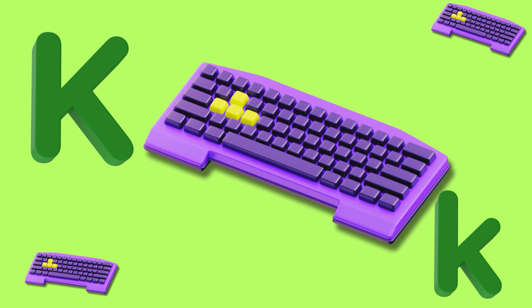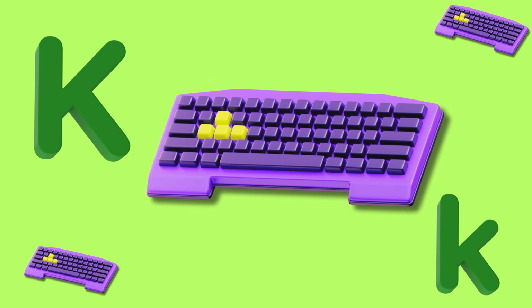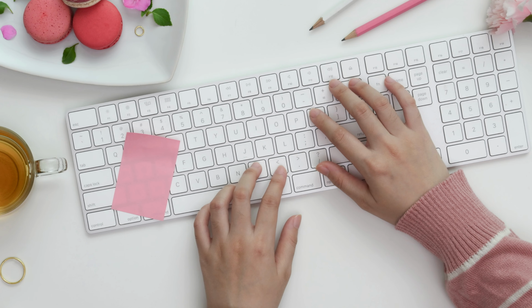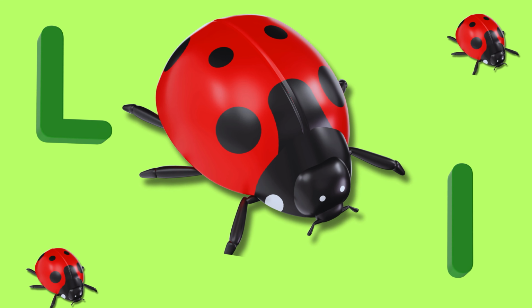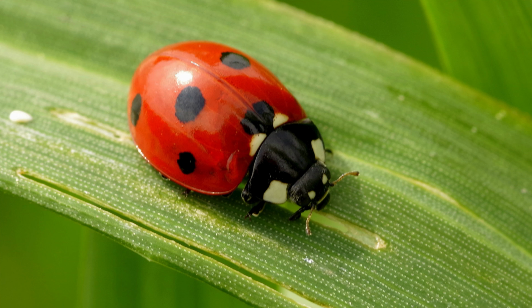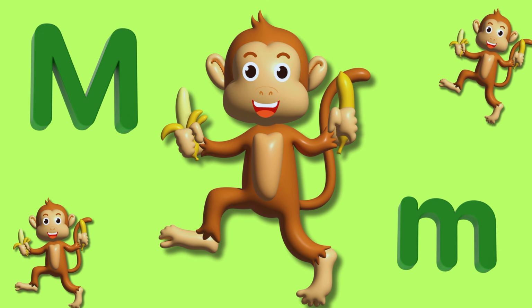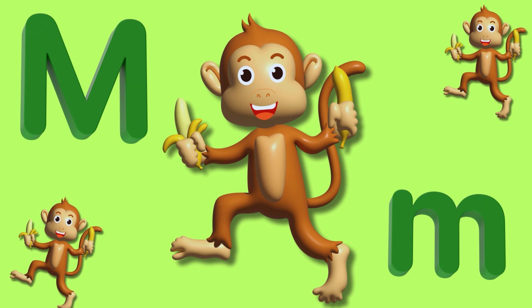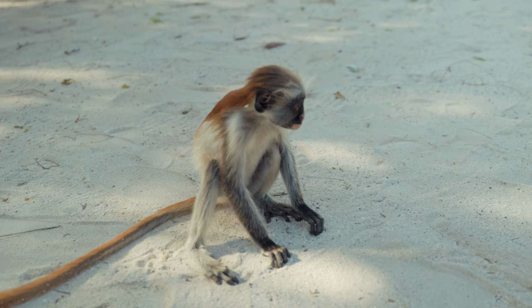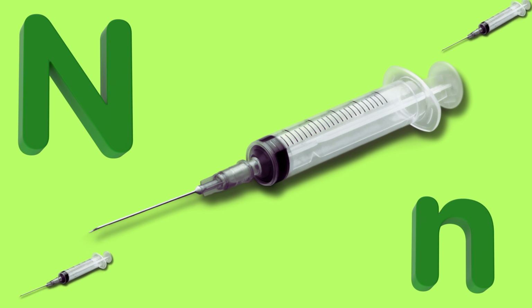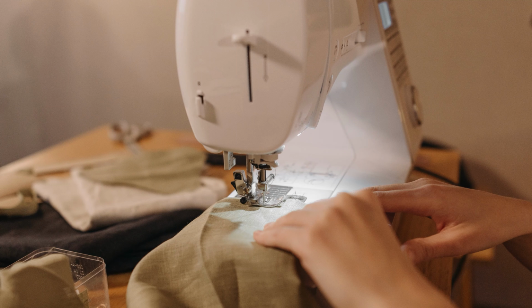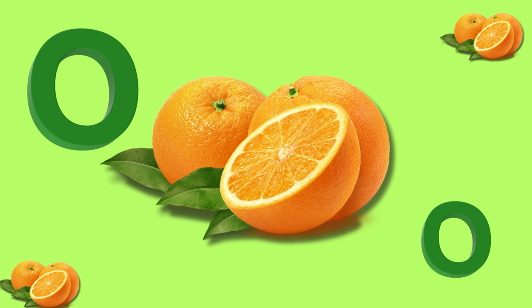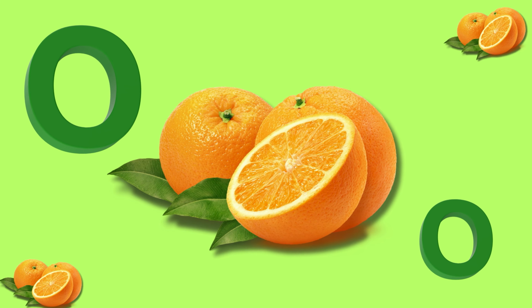K is for keyboard, k, k, k, k, keyboard. L is for ladybug, la, la, la, la, ladybug. M is for monkey, ma, ma, ma, ma, monkey. N is for needle, na, na, na, na, needle. O is for orange, o, o, o, o, orange.